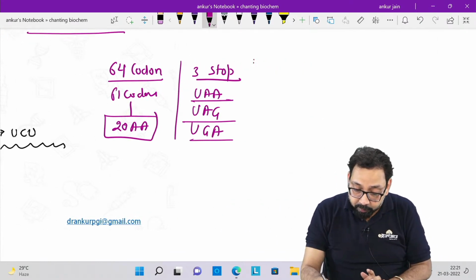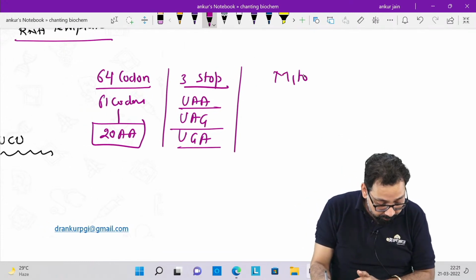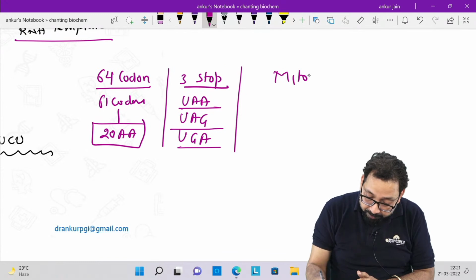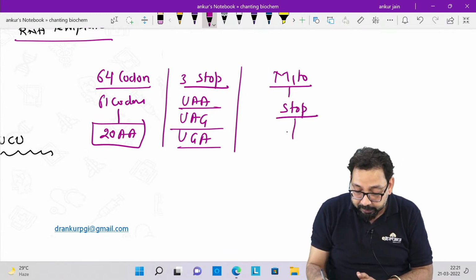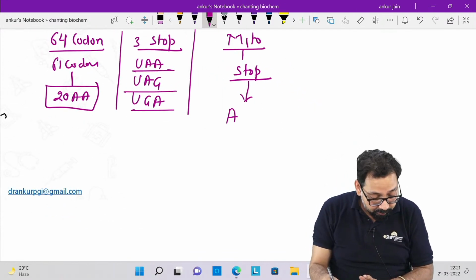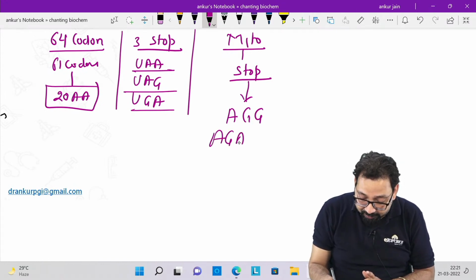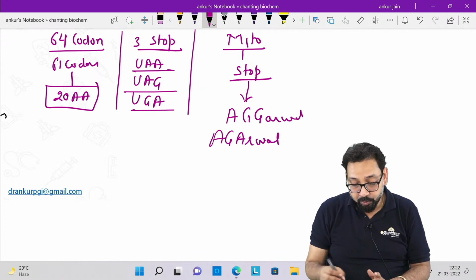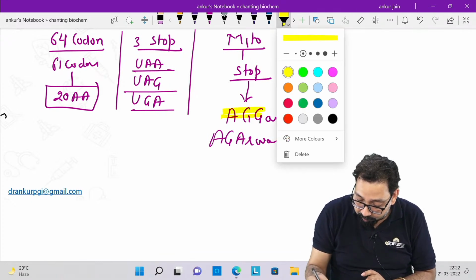One question: in mitochondria, the stop codons are? Any idea? Mnemonic is Agarwal. AGG or AGA. So both Agarwal are stop codons.